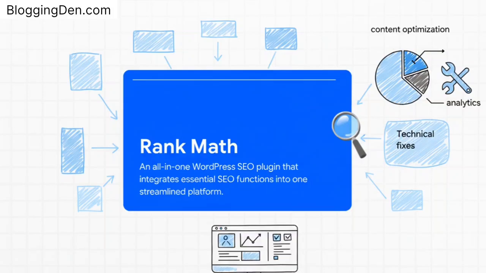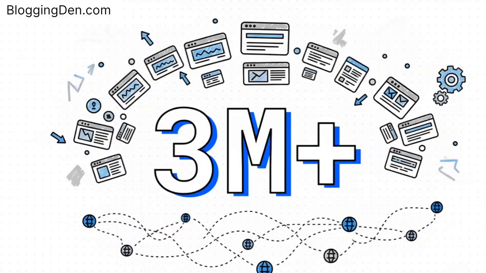Well, here's the breakdown. Rank Math is basically an all-in-one plugin. It takes all those scattered pieces of the SEO puzzle, optimizing your writing, fixing the technical stuff, checking your stats, and brings them all together into one clean platform. And the best part? It lives right inside your WordPress dashboard. And look, this is not some small niche tool we're talking about. It's powering over 3 million websites around the world. That is a massive number. It definitely tells you this thing has made a serious splash in the WordPress community.